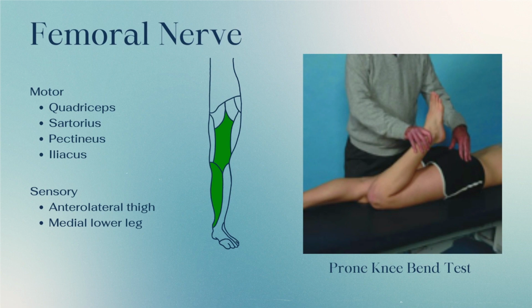So nerve testing for the femoral nerve is going to be through a prone knee bend test. And a positive test would be unilateral pain in the lumbar area, buttock, posterior or anterior thigh.